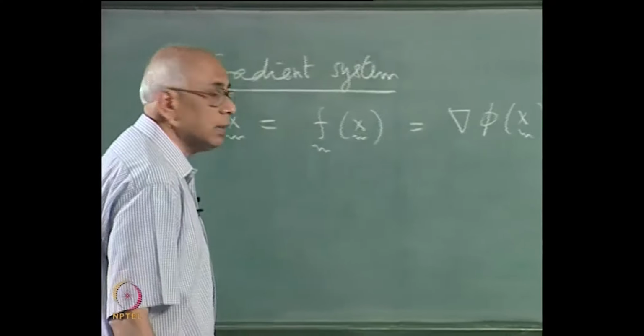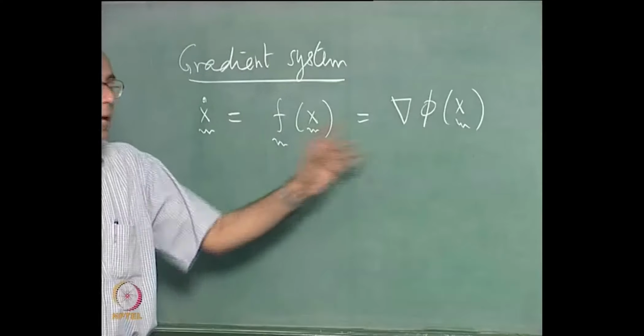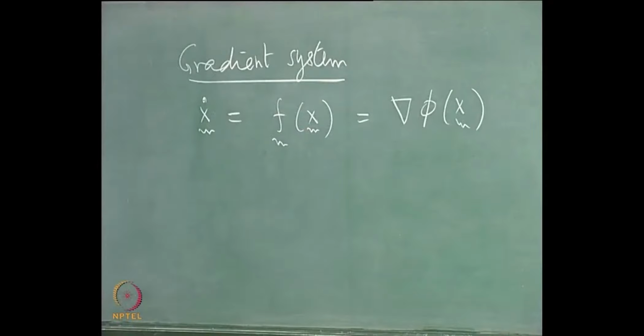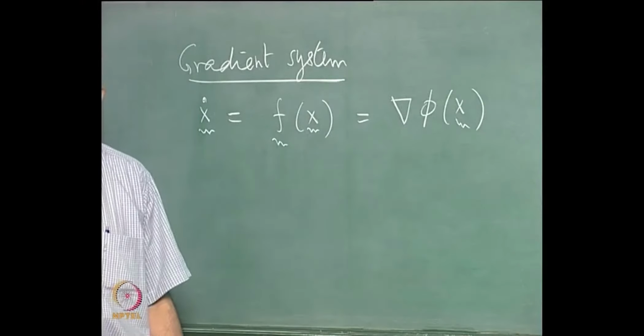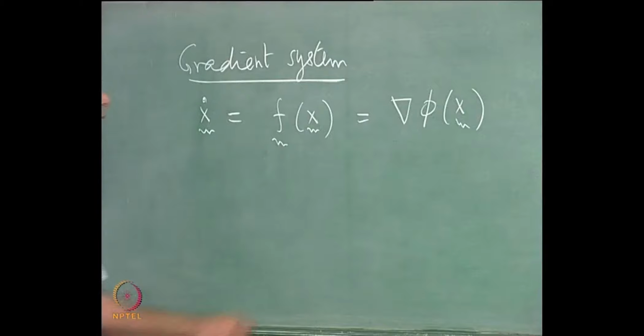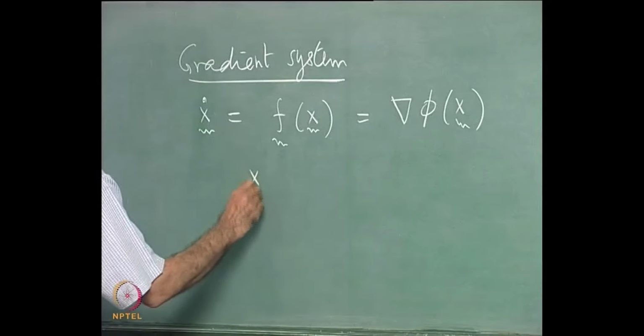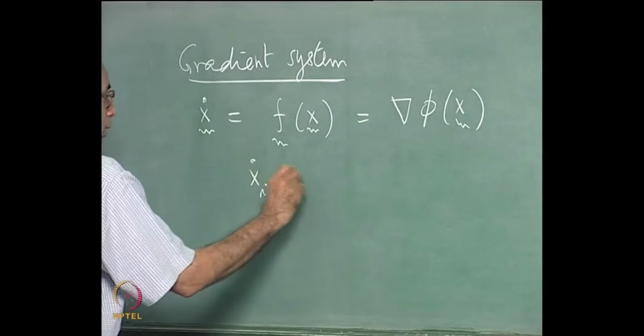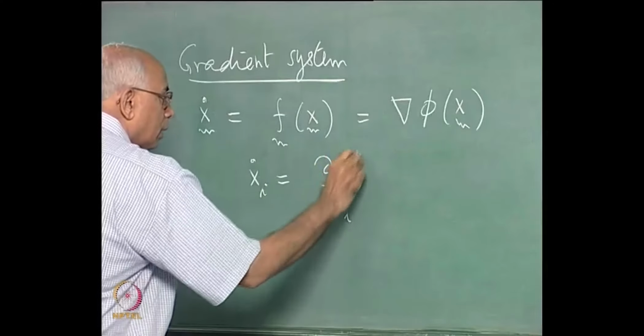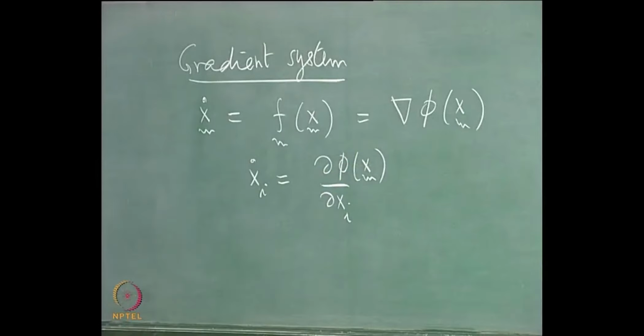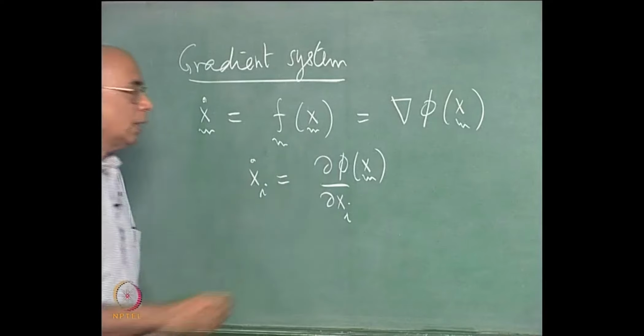Not all dynamical systems can be written in this form, but those that can clearly enjoy a little superior status among dynamical systems because a single scalar function suffices to tell you the flow at all points. Now of course the component of this, if I take the ith component, this implies that xi dot is delta phi over delta xi, and phi is a function of the variables x. That is what is meant by a gradient system.